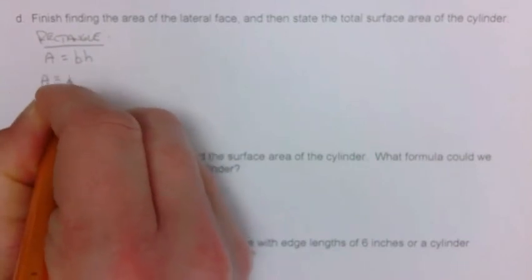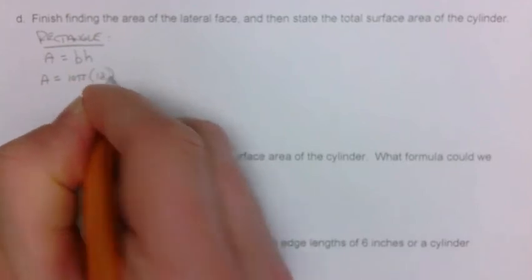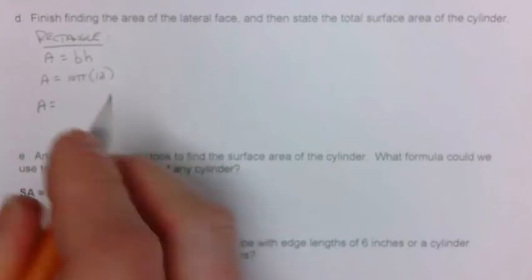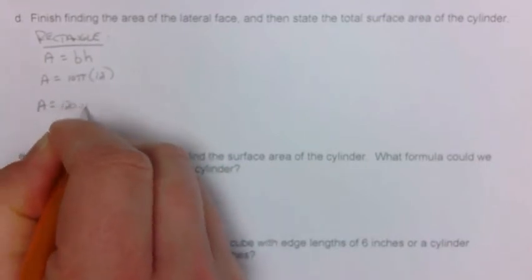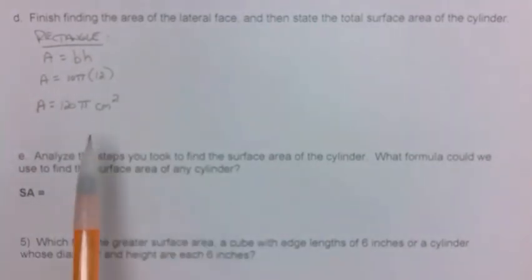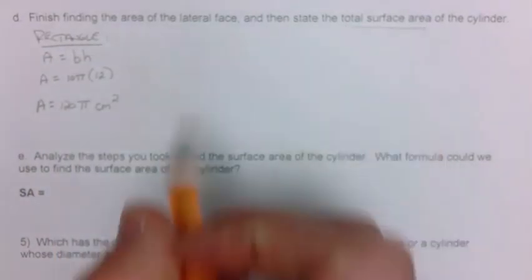Area equals the base, which was 10 pi centimeters, and then the height was equal to the 12 centimeters. And if I multiply 10 by 12, I get 120 pi square centimeters. That was the area of the lateral face that wraps around the cylinder. Now we're going to state the total surface area.